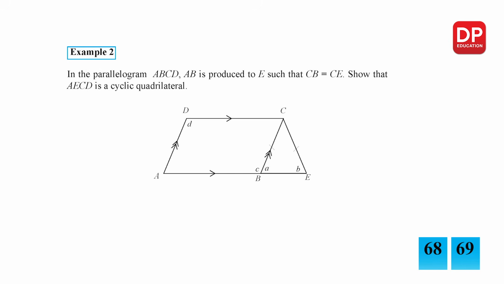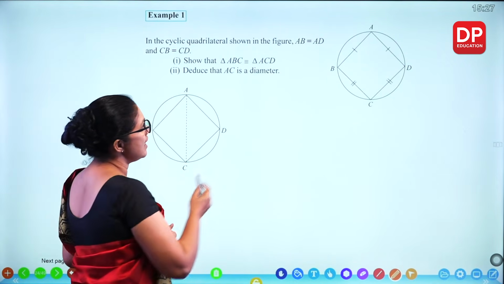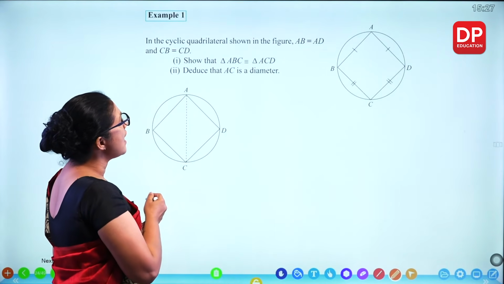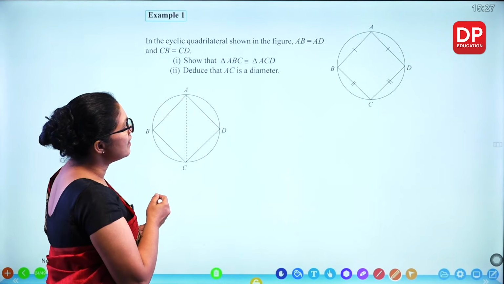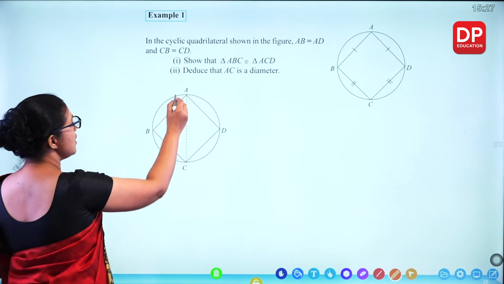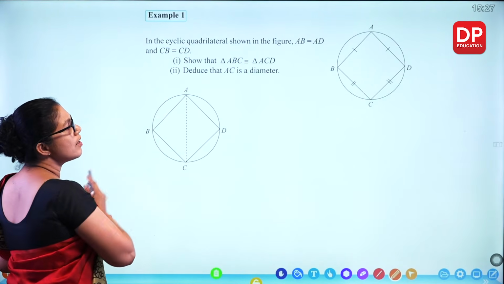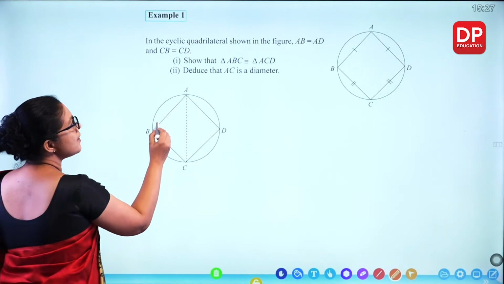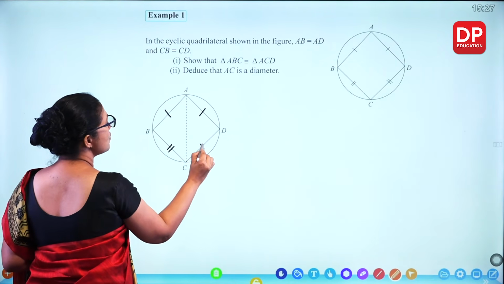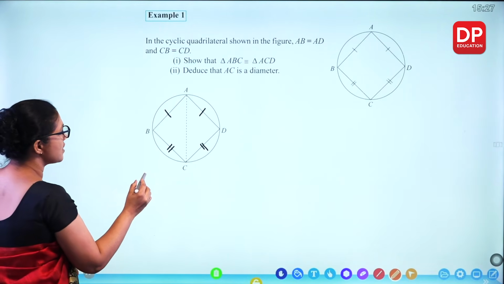Example number 1. In the cyclic quadrilateral shown in the figure, AB equals AD and CB equals CD. Show that ABC triangle and ACD triangles are congruent. So we'll take this diagram. We need to show these two are congruent. These two sides are given equal, this side to this side. So we can easily show that these two are congruent.